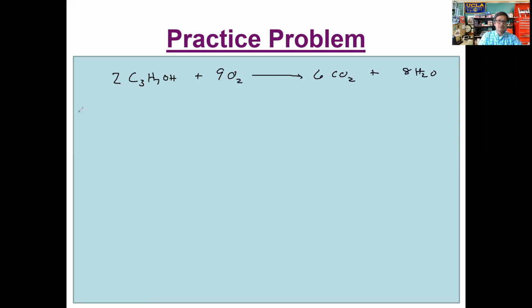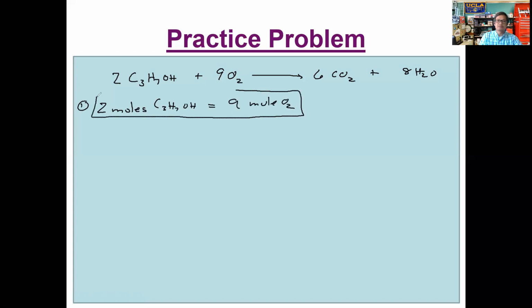So for my first mole ratio, I'm going to pick the propanol here and the oxygen here, and we're going to compare them. What are we saying? We're saying that 2 moles of C3H7OH is exactly equal to 9 moles of O2. We're going to compare these 2 first. So if we have 2 moles of C3H7OH, we need exactly 9 moles of O2 to use it all up.